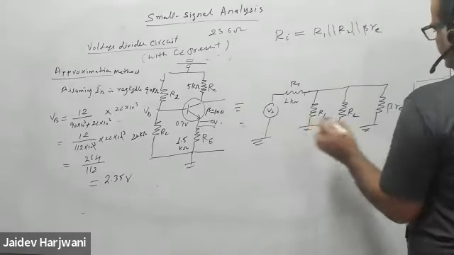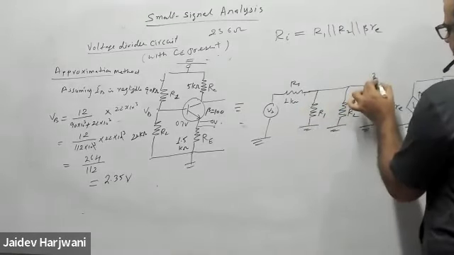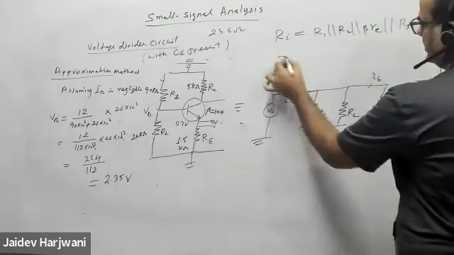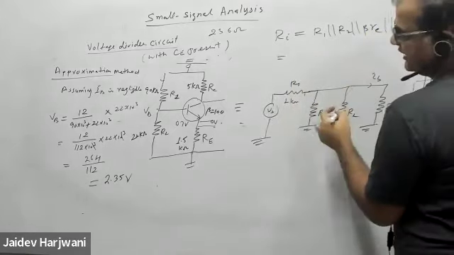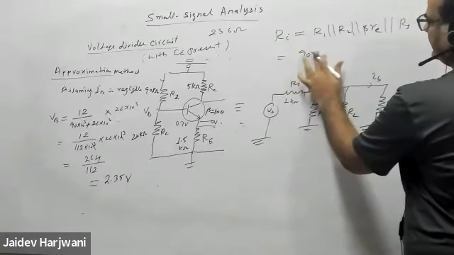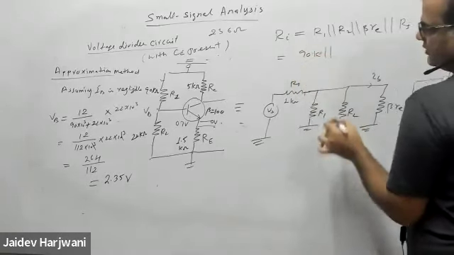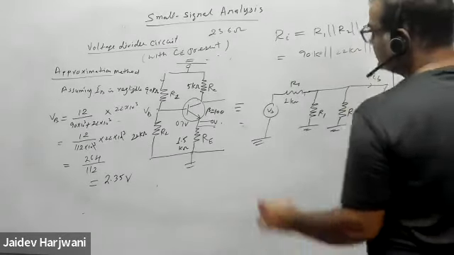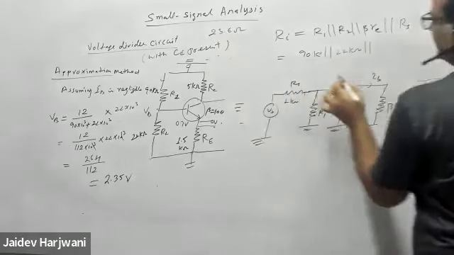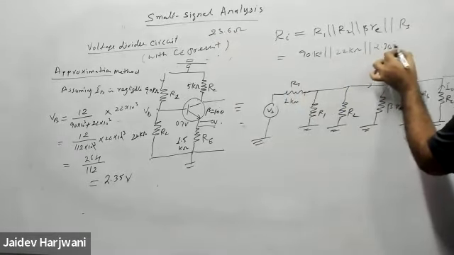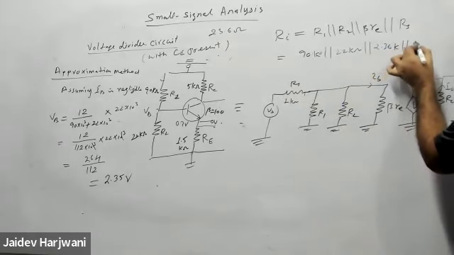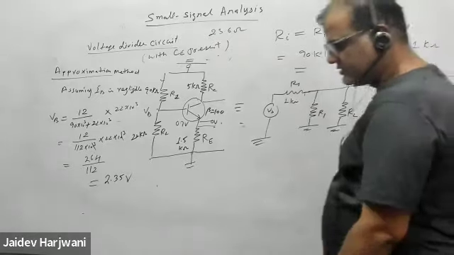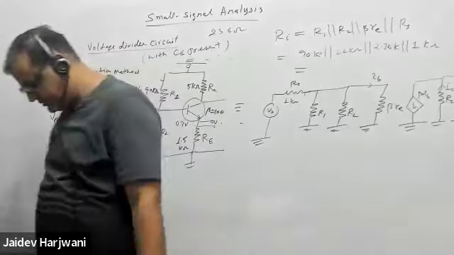Input resistance will be what? Here the current is IB, I know. So I put RS also. RS is 1 kilo. R1 is 90 kilo, R2 is 22 kilo, and beta re is 23.6 times 100, so 2.36 kilo. And now RS is 1 kilo. Tell me the equivalent resistance. It will be less than 1 kilo. How much is coming?